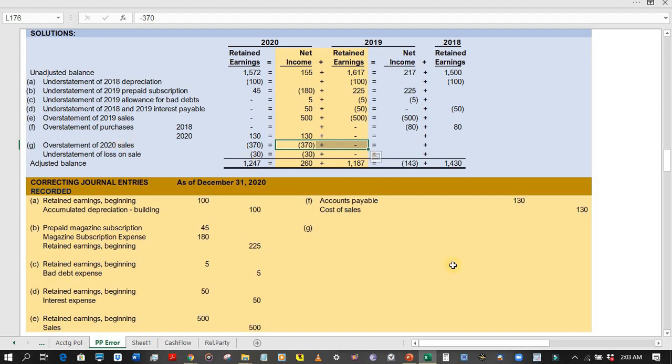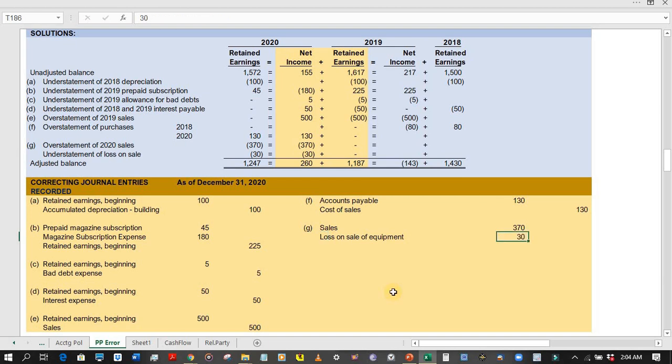So that is, of course, sales. So it means we need to debit sales for 370 pesos in order to decrease net income. And again, under letter G, there is also an understatement of loss on sale, and that is 30 pesos. It means we need to again decrease net income by 30. So we need to debit another nominal account, which is loss on sale of equipment for 30 pesos.